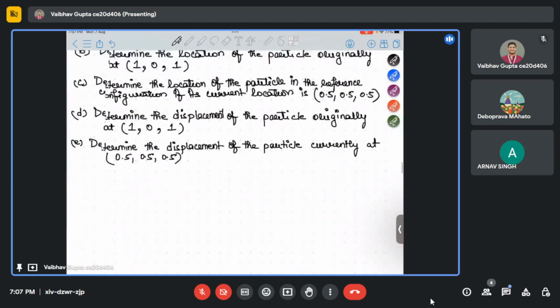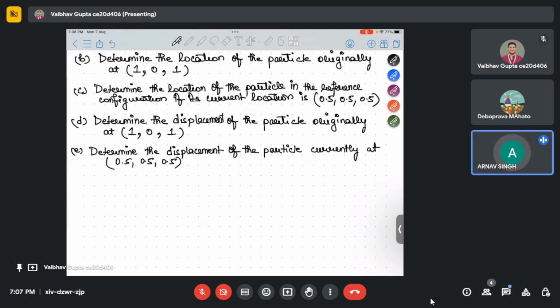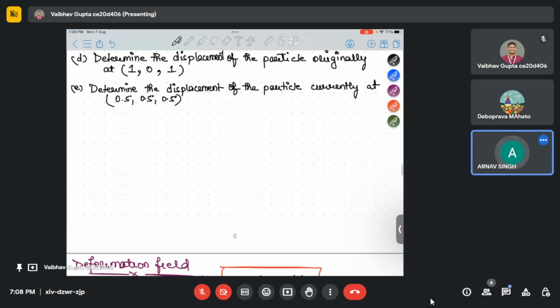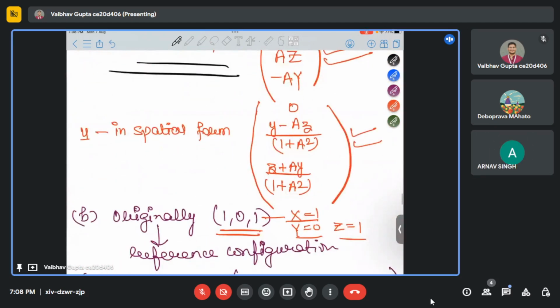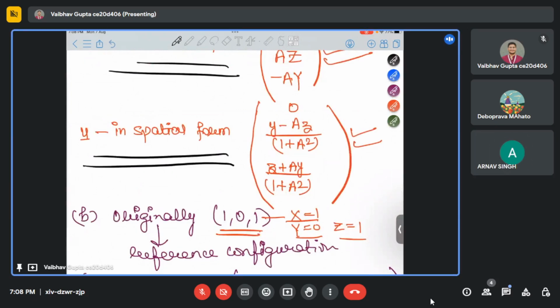This is the question. Determine the displacement of the particle currently at... just tell me what do you mean by currently at 0.5, 0.5, 0.5. Small x, small y, small z, yes, it is given. Fine, good. Now what is the displacement? Whatever we found earlier, sir, small x equal to capital X and small y equal to capital Y. This thing we found out. Just put the values and get the answer.